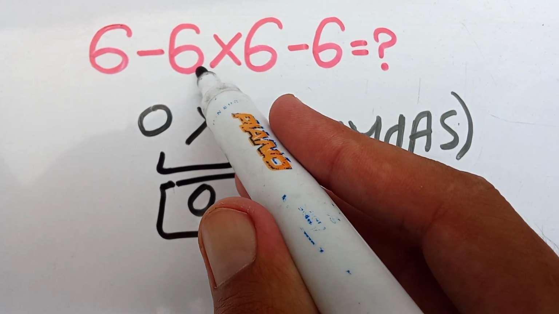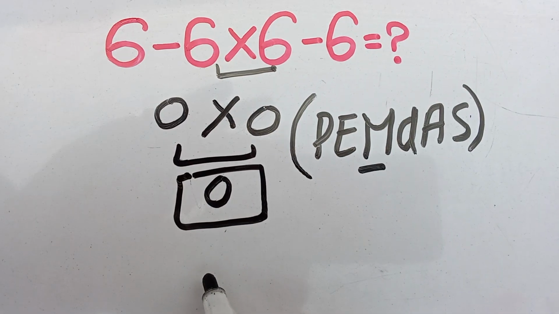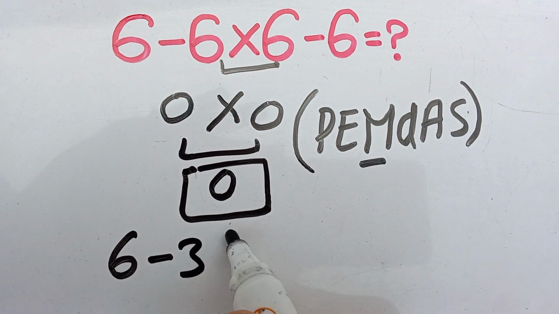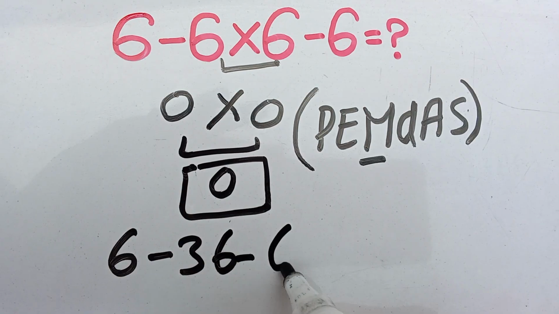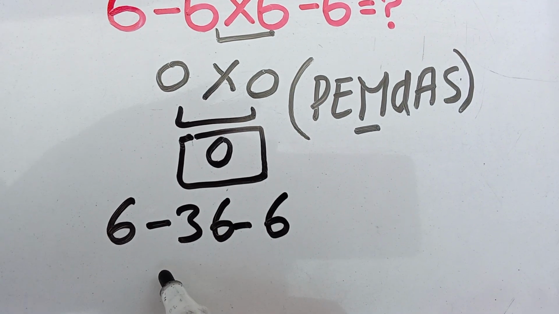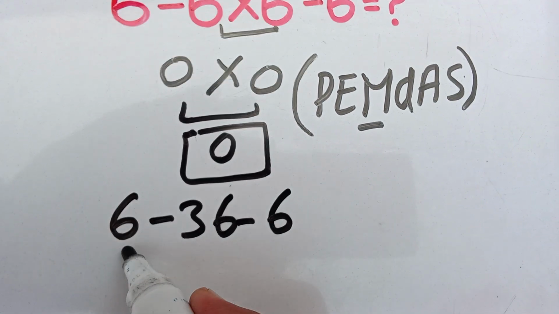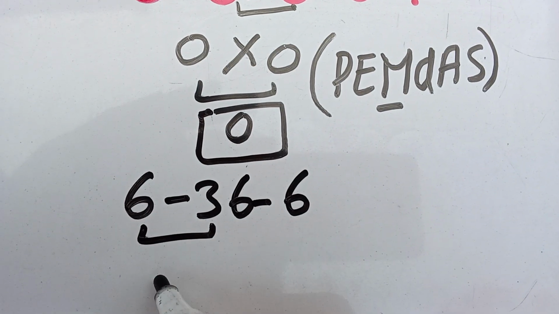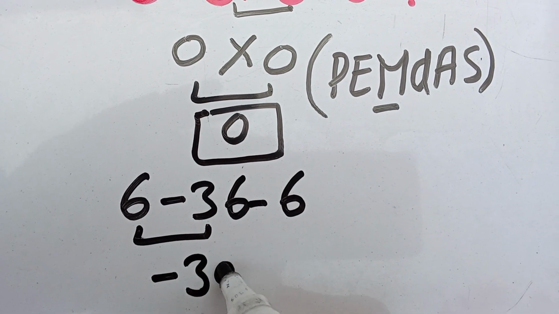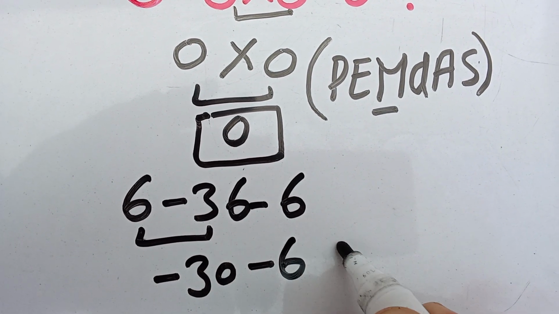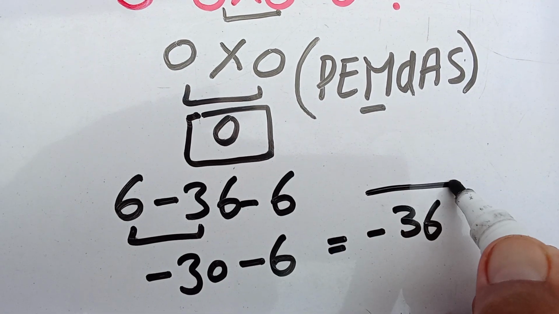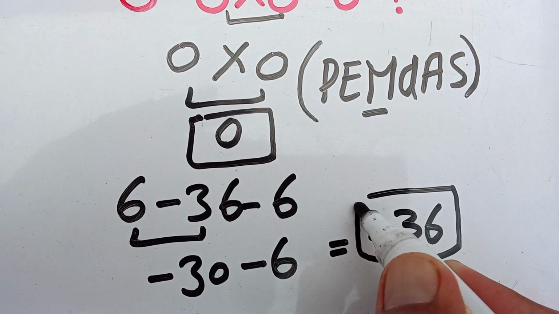So 6 times 6 is equal to 36. So I can write here 6 minus 36 minus 6. Okay students, so 6 minus 36 we can solve from left to right. So 6 minus 36 is equal to minus 30, minus 6, which is equal to minus 36. This is our final answer for this expression.